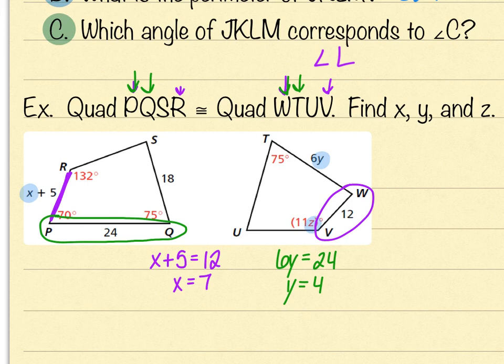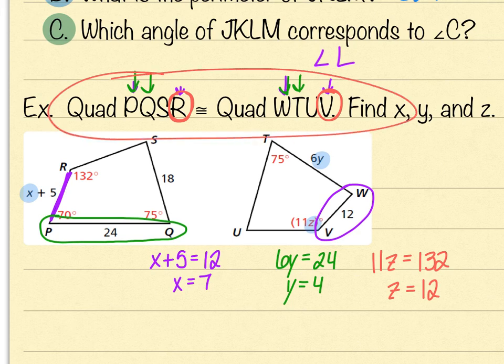And then for the last one here, Z is part of angle V. So if I look at angle V, it corresponds with angle R. And so I know corresponding angles are equal, so 11Z is going to equal the angle measure of angle R. Angle R is 132. So if you do 132 divided by 11, you'll get 12. So now we have the angle measure of Z. And we know X, Y, and Z are all equal to now. And we use the congruence statement up here to double check, make sure we are using the right numbers.